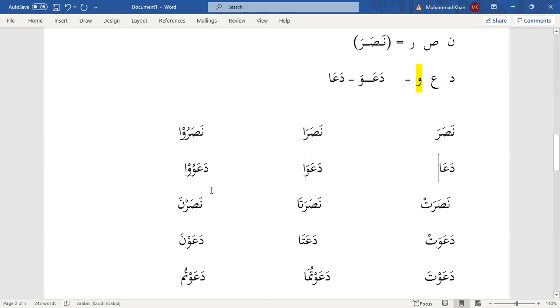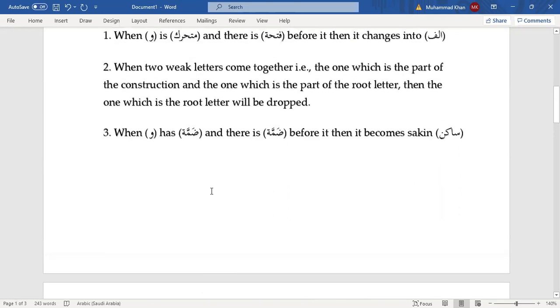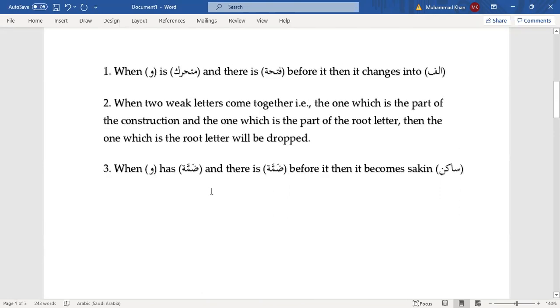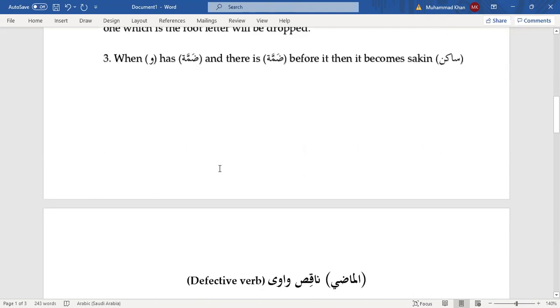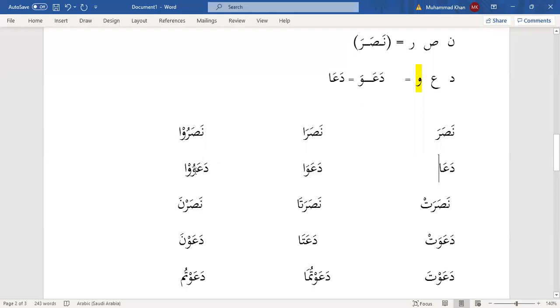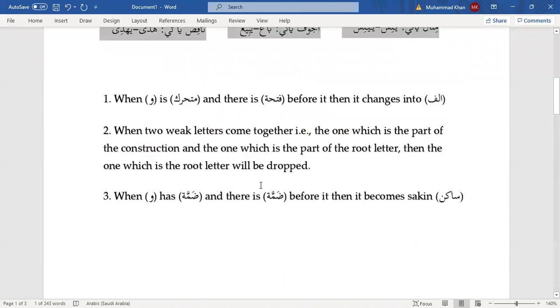First of all, I will explain the rule to you, and then we will discuss and implement it. When two weak letters come together, here we have waw and waw, so we have two weak letters and they have come together, right? So when two weak letters come together, i.e. the one which is part of the construction and the one which is part of the root letter.